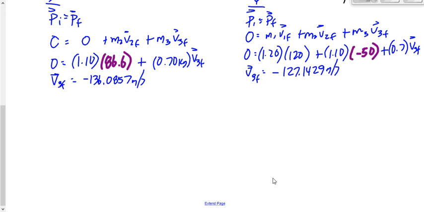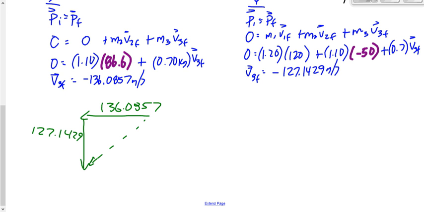We got negative 136.0857. This is easy now, right? This is something we've done a million times. We got negative 127.1429, and then our resultant vector, which is what we're looking for right here, is the hypotenuse, and then of course we can solve for theta as well. V is going to be the square root of 136 squared plus 127 squared. Theta is the inverse tan function of opposite 127 over 136.